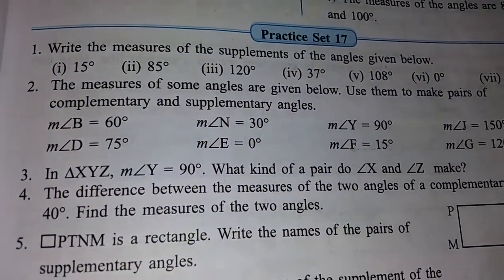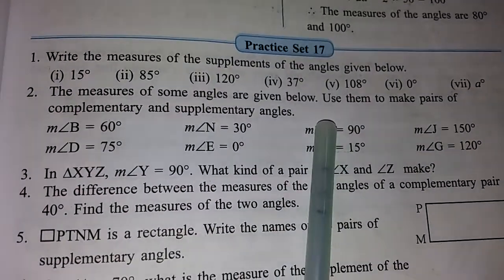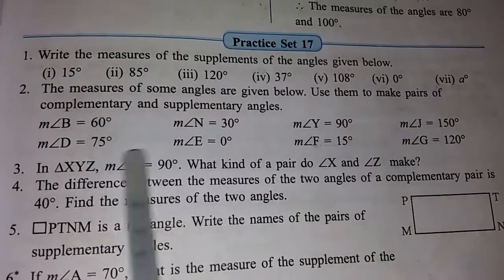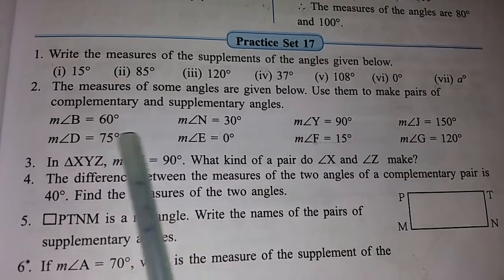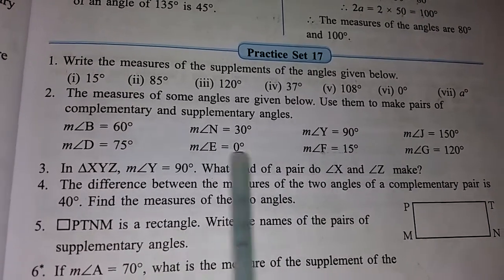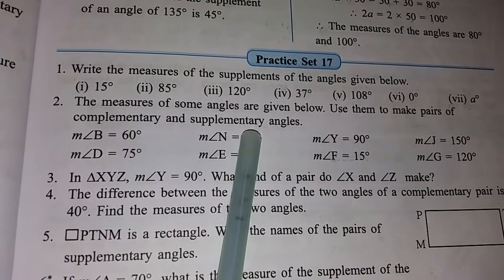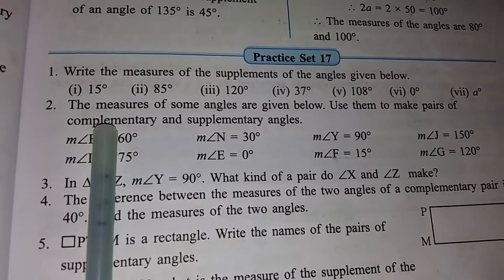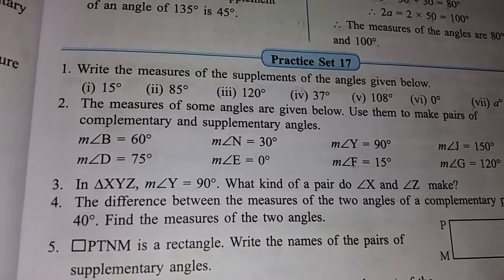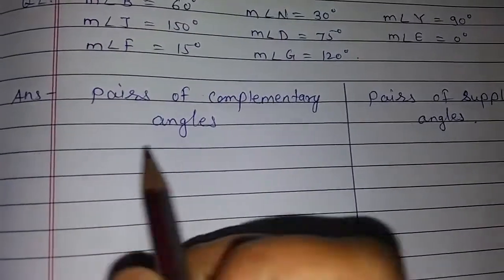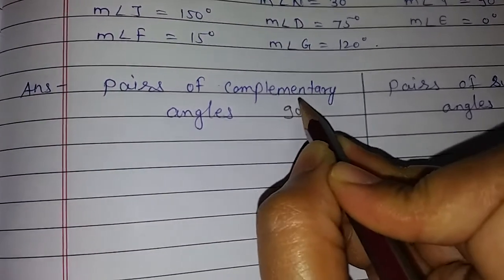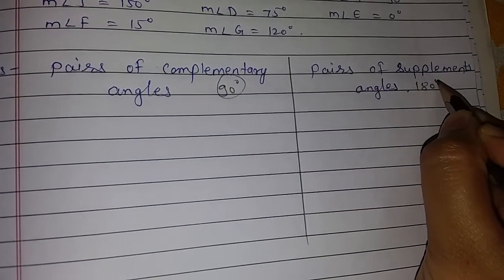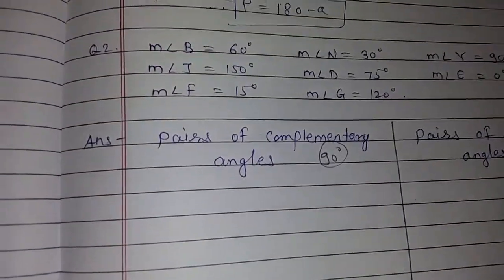Now question number 2. The measures of some angles are given below. Make two pairs of complementary and supplementary angles. See here 8 angles are given, and in those 8 angles you find the complementary and supplementary angles. All of you know the addition of complementary angles is 90 degree and the addition of supplementary angles is 180 degree.